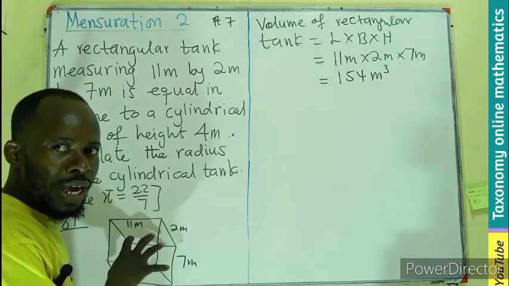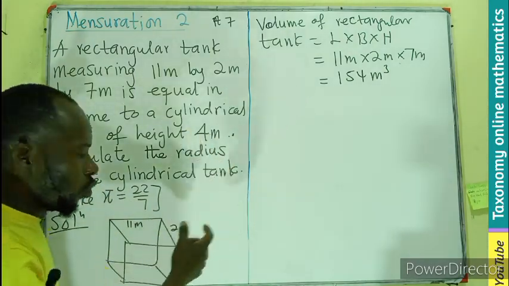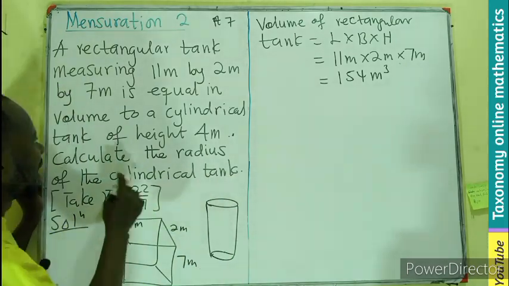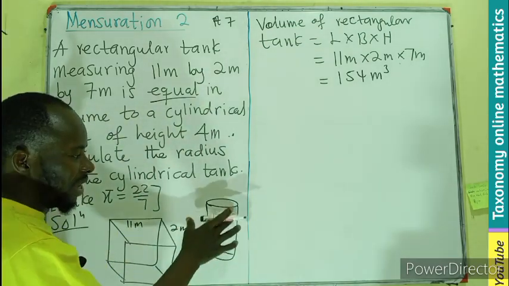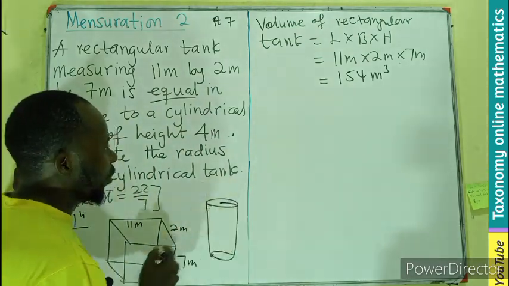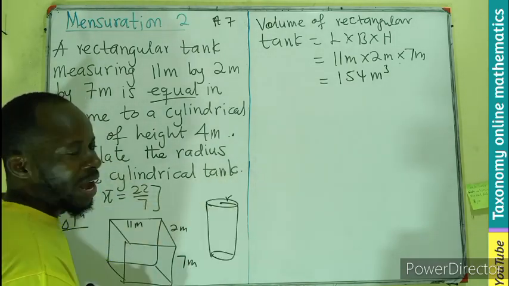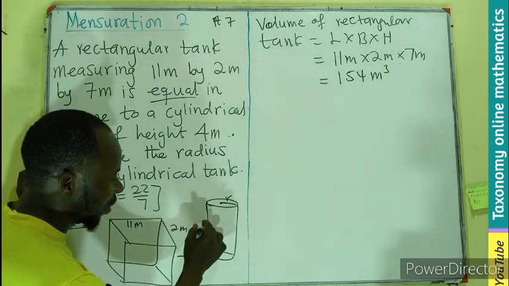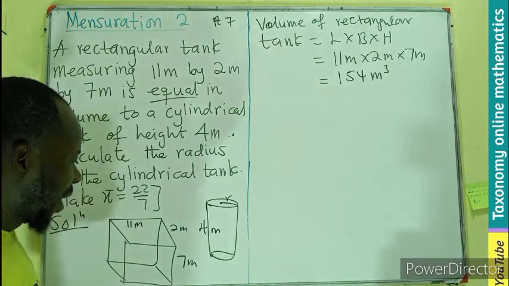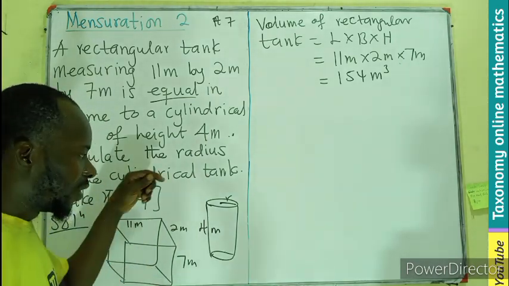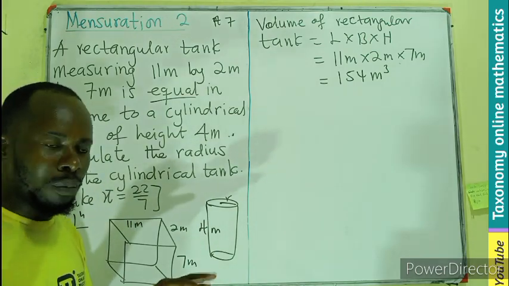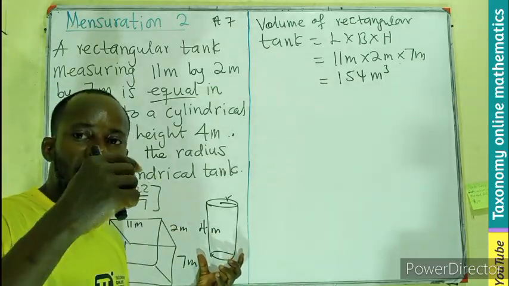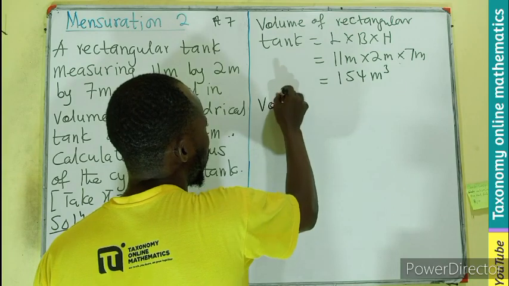Now, if in case we pour water from this tank into a cylindrical tank, the volumes will be the same. They said it has equal volume. So if this is a cylindrical tank of a particular radius, which we are not aware of, we are asked to find that, and the height, which we know from the question, is 4 meters. When the volume of this is transferred into this, it will be equal volume. Meaning, if I know the volume of the rectangle, I also know the volume of the cylindrical tank.